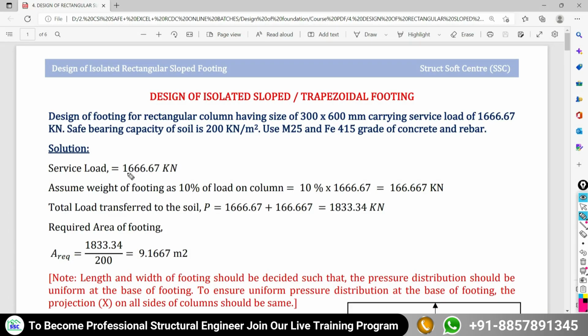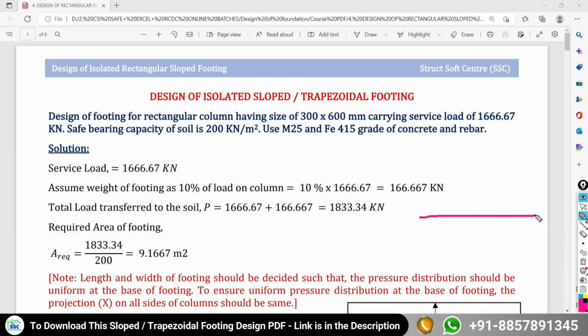So we have the given service load of 1666.67 kilonewton. But in this service load, we have to add the self weight of the foundation also. And we are considering the self weight of the foundation as 10% of the load that is coming from your column. So you may ask a question, why are we going to add this self weight of the foundation to the service load? In actual, only the column load is not going to be transferred to your subsoil.